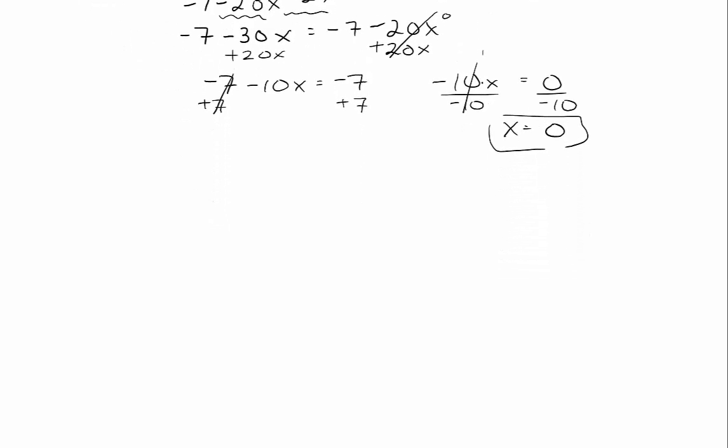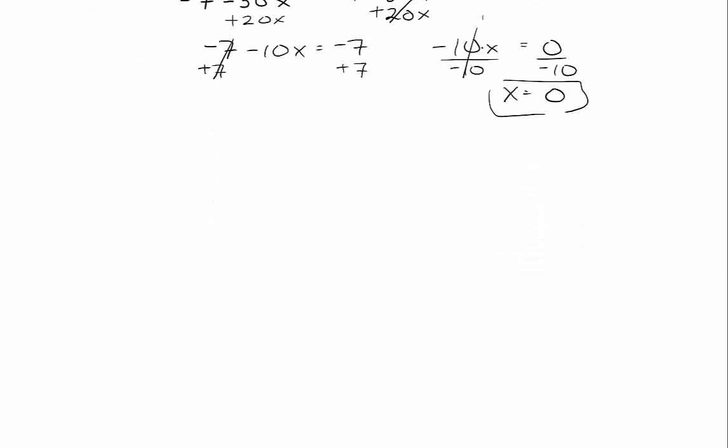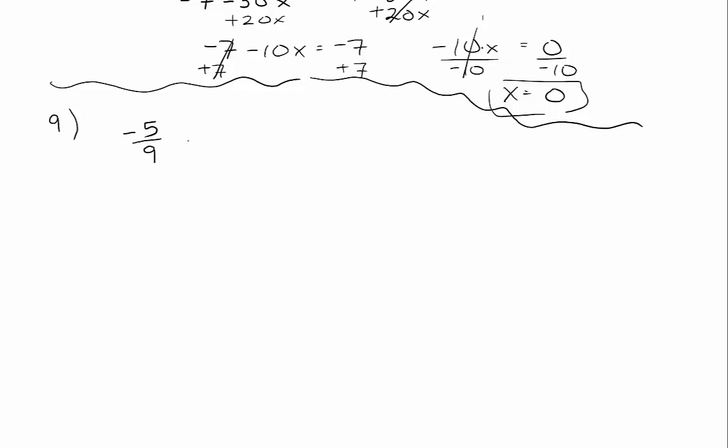We move on to the next problem. The next problem is number 9. Next problem for us anyway. Number 9. I'm going to put a little squiggly line here still. All right. Number 9 says negative 5 over 9, negative 5 ninths times k is equal to 2.